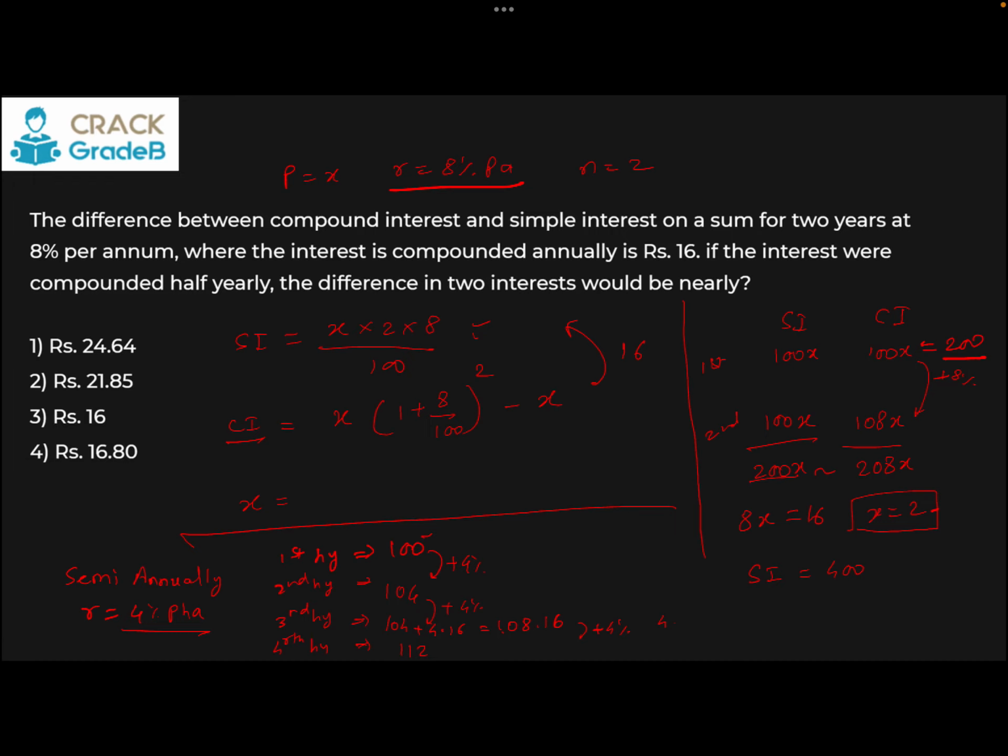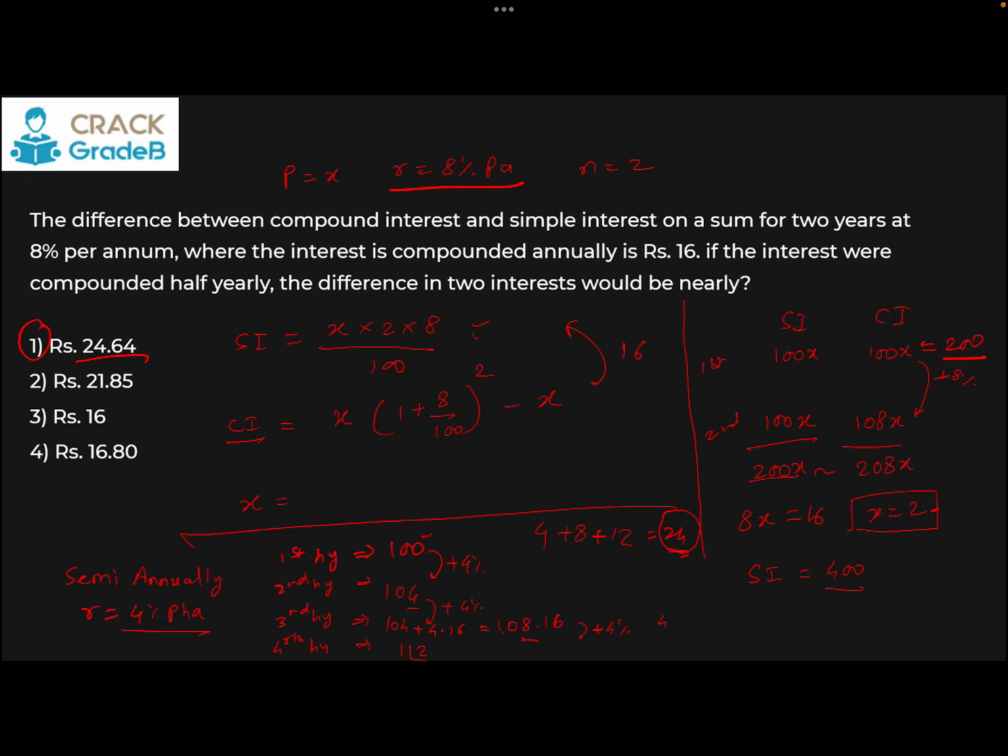So the overall difference created is going to be above 100 we are having 4 here, above 100 we are having 8 here, and above 100 we are having 12 here. So approximately 24 difference is created, because 400 we are anyways getting here. So above 400 we are having approximately 24, and that is why the difference created will be 24.64 according to the options.